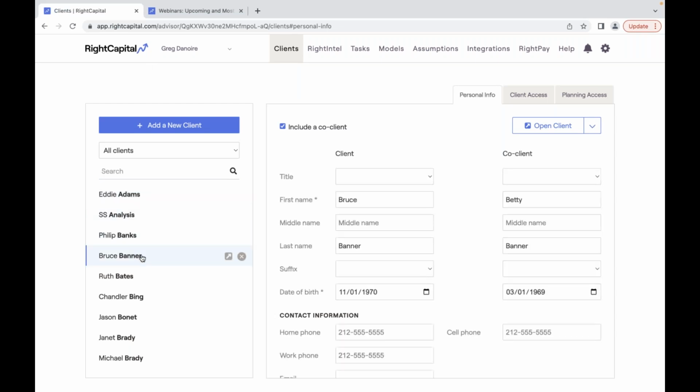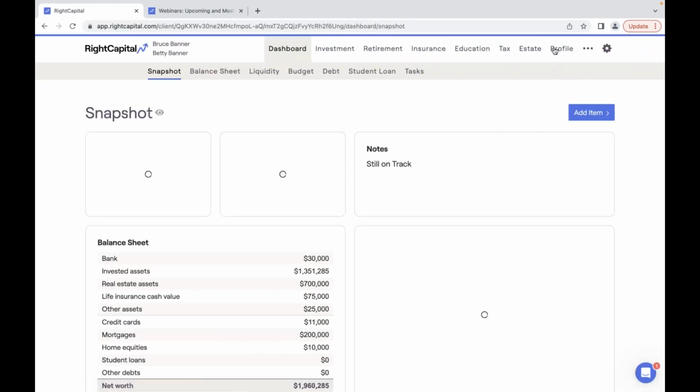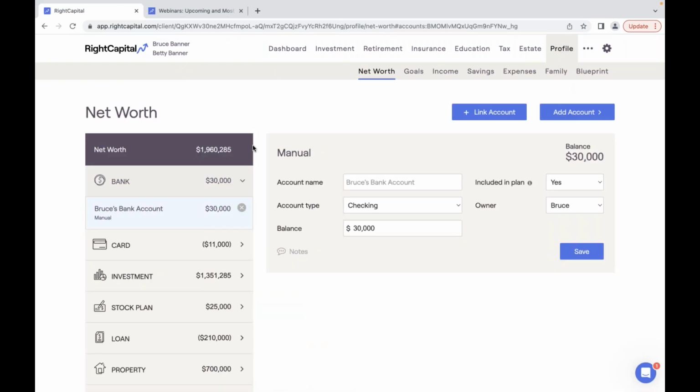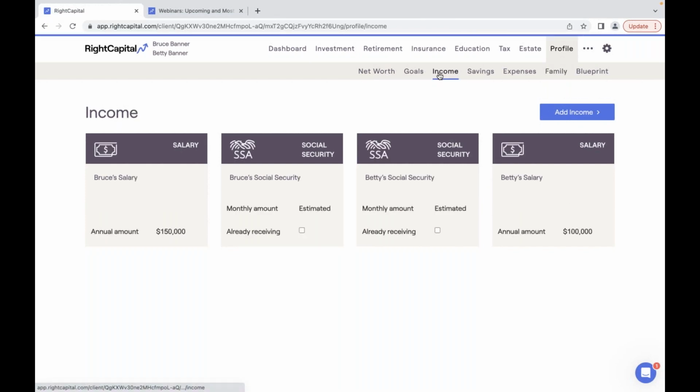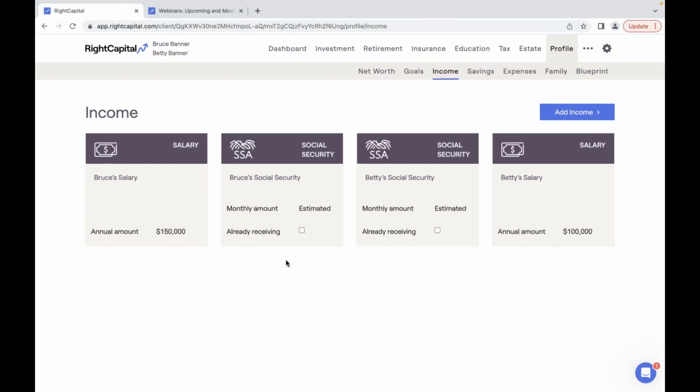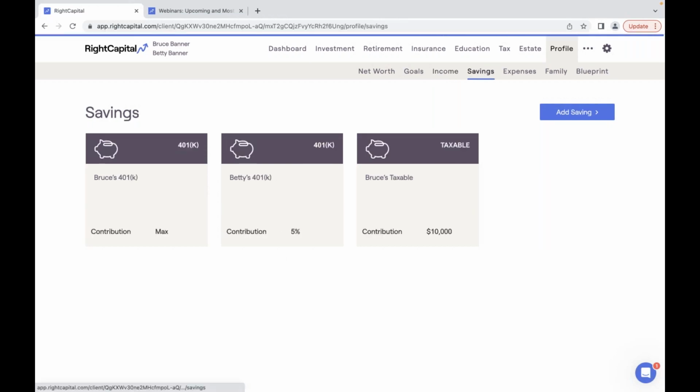So let's talk about our case study today with Bruce and Betty, always a popular one for me. As we look at that data entry, we have Bruce and Betty with around 1.3 million of invested assets. The household includes Bruce and Betty, at that prime pre-retirement age, as well as some children, Hulk Jr. and Sally. Bruce and Betty have a household income of around 250,000 annually. They are saving as much as they can.